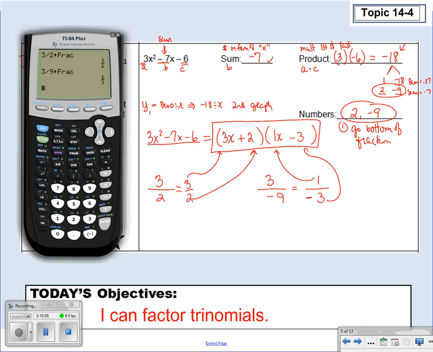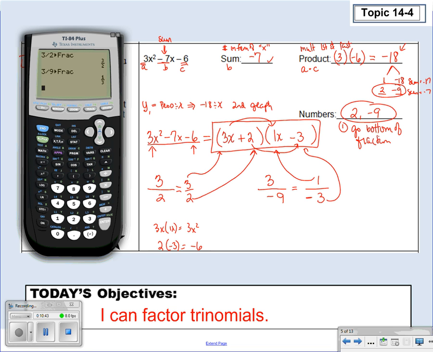I can do a quick check if I take these two, and I'm going to use my first term. So if I look at 3x times 1x, that's going to give me 3x squared. That is the first term of the trinomial. If I look at the last two, so 2 times a negative 3, get a negative 6. That is the last number in the trinomial, so it works also. So just checking those first and the last will help me to ensure that, yes, I did factor correctly.